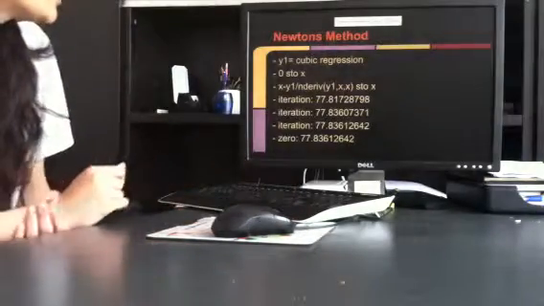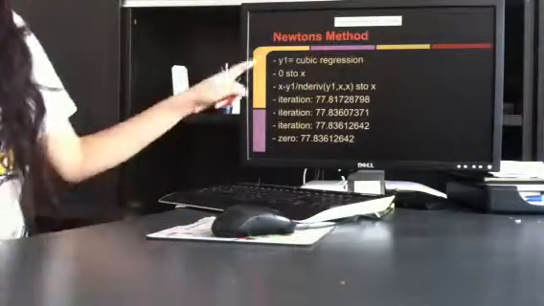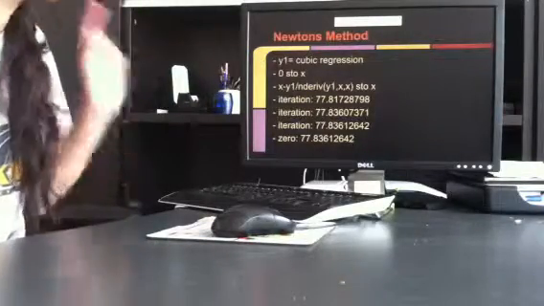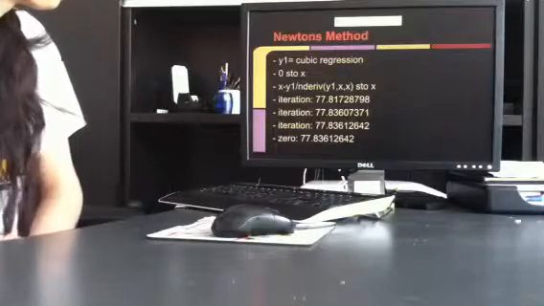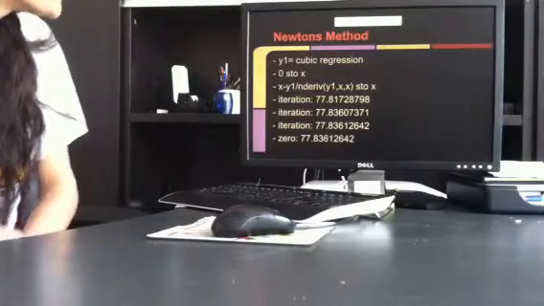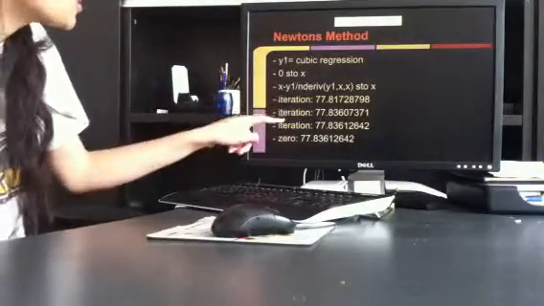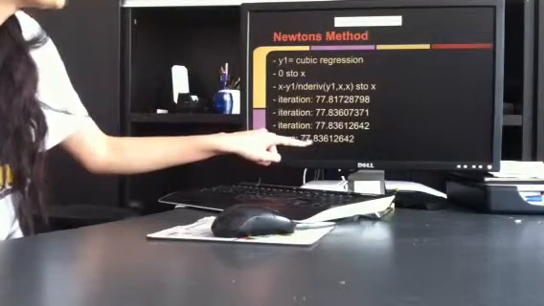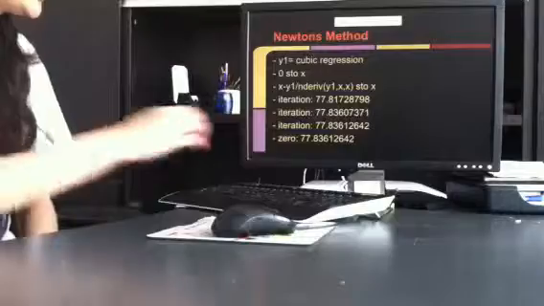I did Newton's method, and I showed my steps for how I did it on the calculator, and I used my cubic regression for this too. So these are the iterations, and then my zero came out to be 77.836.